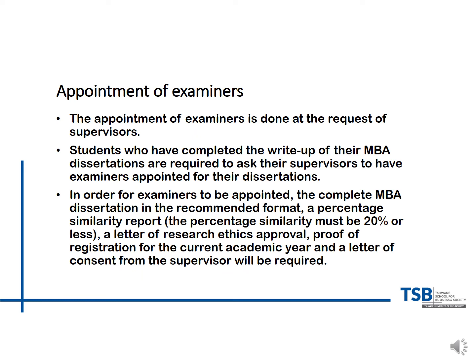The appointment of examiners can only be done at the request of supervisors. When the supervisor is convinced that the dissertation is ready for examination, the supervisor will make a request through the research administrator of the business school in order for the appointment of examiners to be considered by the research committee. The required documents are a dissertation that is ready for examination, a similarity report in which percentage similarity is 20% or less, a letter of consent from the current supervisor, and a copy of the research ethics approval letter.